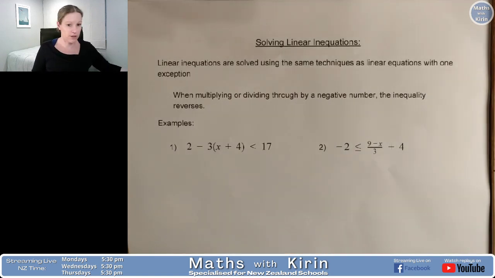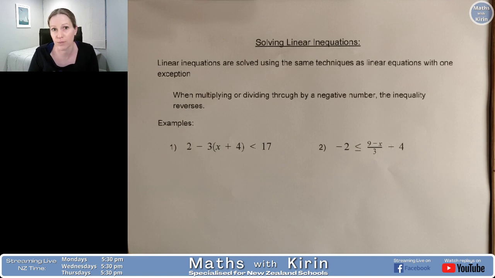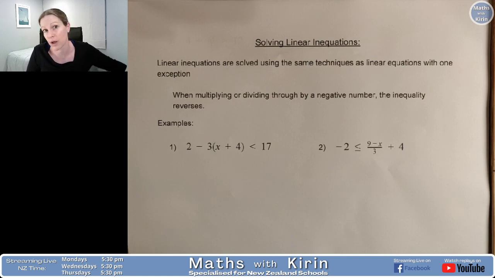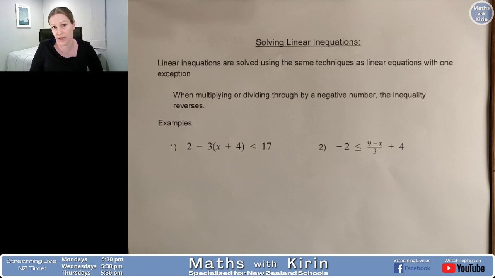Perfect. So now we're looking at inequations or inequalities. These are solved in pretty much the same way as if you were looking at a linear equation. The only difference is if you are multiplying or dividing through by a negative number, you need to flip the inequality sign the other way around.